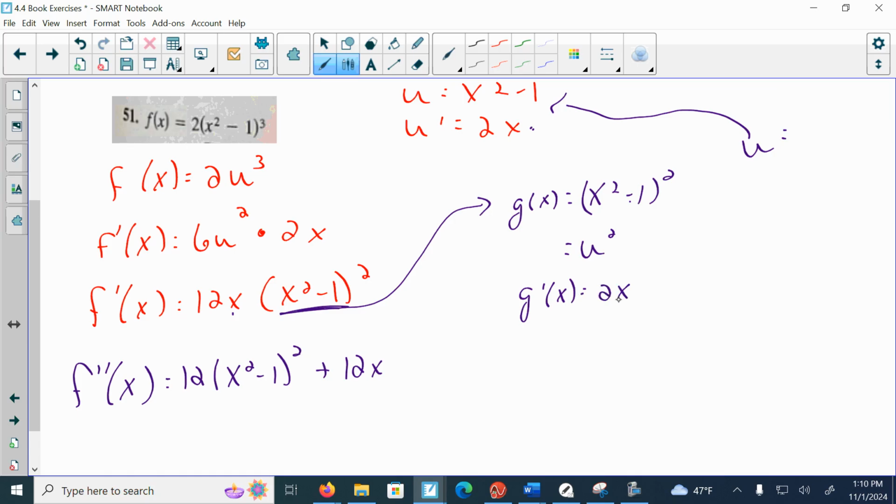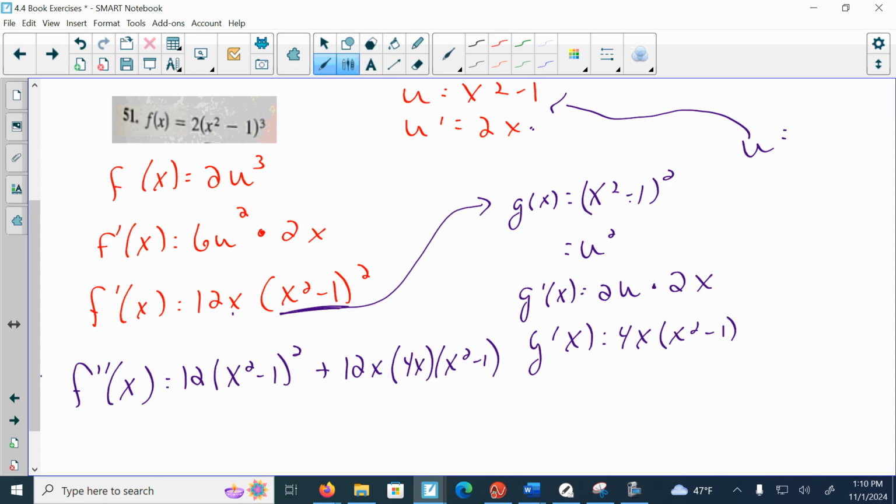And then I am going to do 2u. This is 2u raised to the first power and multiplied by the derivative, which is 2x. So then this derivative ends up being 4x times u, which was that x squared minus 1. So this is 4x times (x squared minus 1).